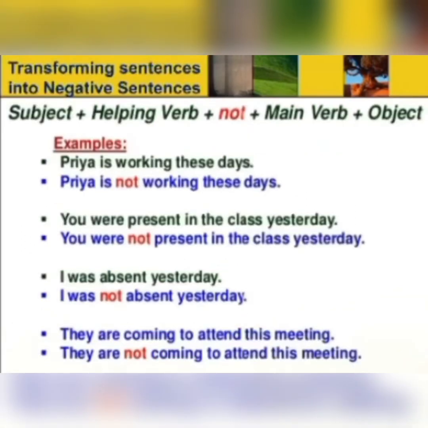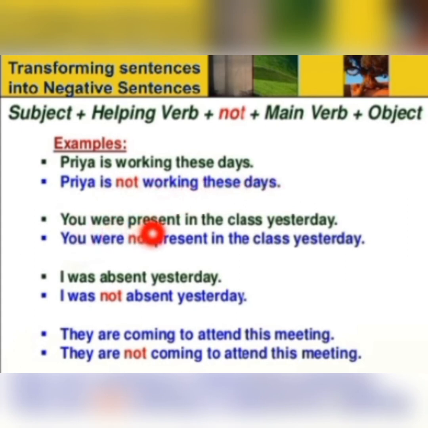Let's see in the form of examples. Priya is working these days. Priya is the subject, is is my helping verb and working is the main verb. So, Priya is not working these days.